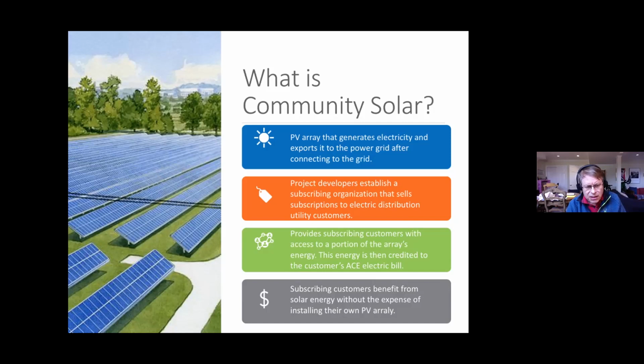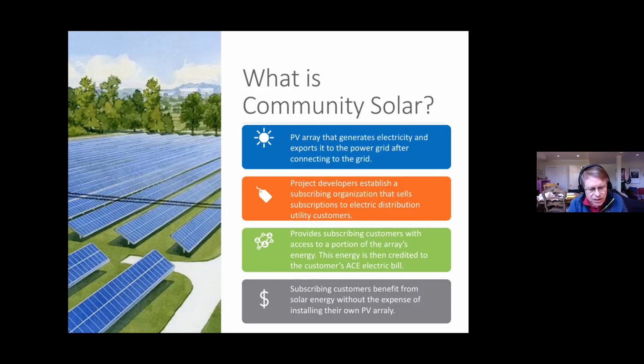So it has to be sited at a location that can connect to our electric distribution system and export energy directly into the grid. And then that energy is shared across the grid with other customers. And individual project developers establish a subscribing organization that sells subscriptions to electric distribution utility customers. So I, as a developer, go in and create this farm, and then I retain an organization that goes out and sells portions of the energy output from the array field to match with their personal energy use.